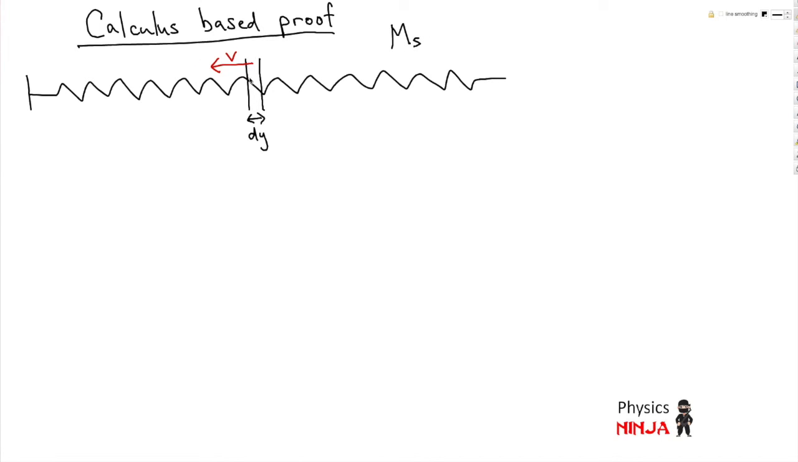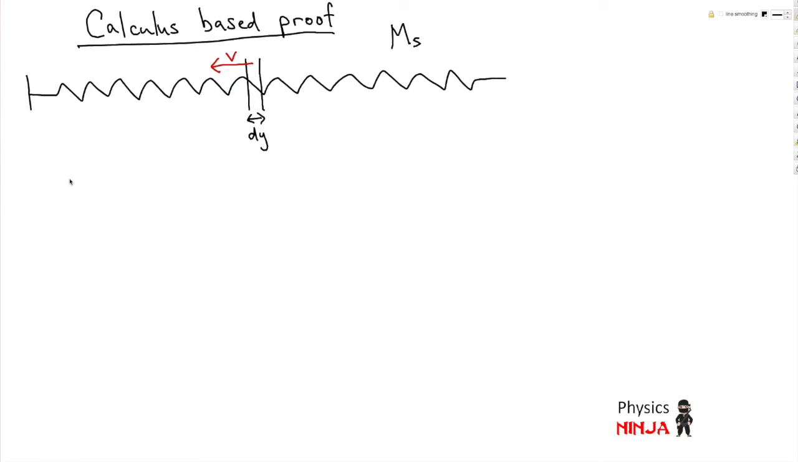Again, I'm going to look at one contribution from the spring, one tiny infinitesimal contribution that has a length dy. And I want to find the velocity of one of those terms. And I also want to find the kinetic energy of each contribution. Then at the end, I want to integrate over the total length of the spring to get the total kinetic energy of the spring.